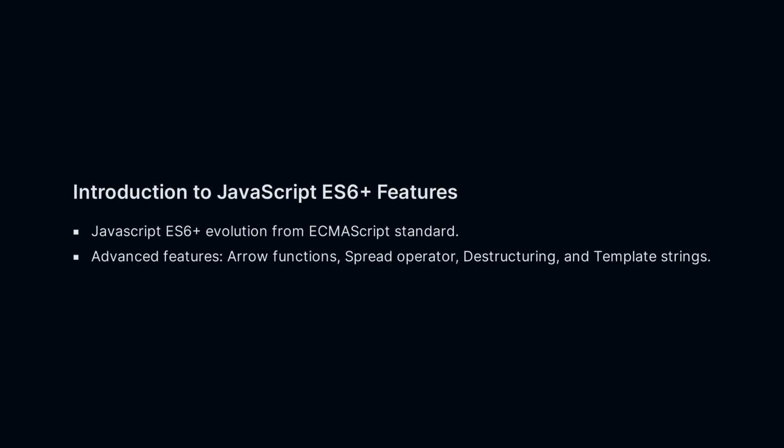JavaScript has undergone significant evolution from the original ECMAScript standard. Innovations starting from ECMAScript 2015, also known as ES6, and continuing with subsequent releases have added many advanced features to the language. Today, we're focusing on 4 transformative features: arrow functions, the spread operator, destructuring assignment, and template strings. All of these come to life through practical examples, helping you revolutionize your coding efficiency and capabilities.